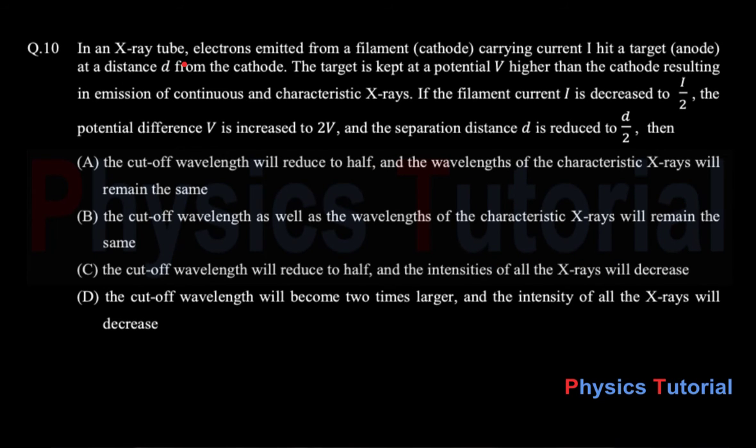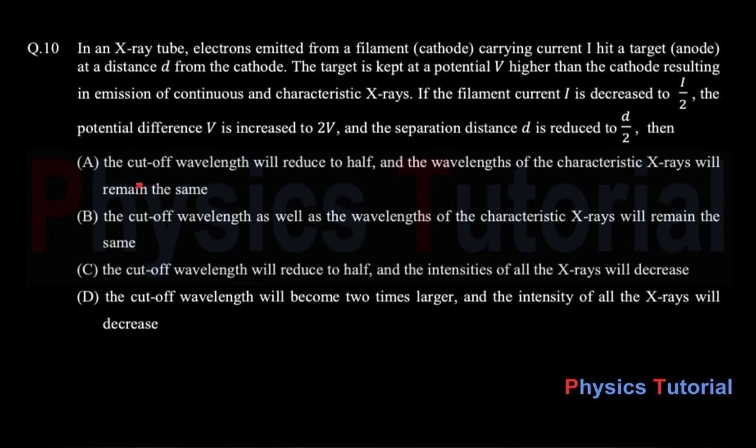In an X-ray tube, electrons emitted from a filament carrying current I hit a target anode at a distance d from cathode. The target is kept at a potential V higher than the cathode, resulting in emission of continuous and characteristic X-rays. If the filament current I is decreased to I by 2, the potential difference V is increased to 2V, and the separation distance small d is reduced to d by 2. Then 4 options are given.